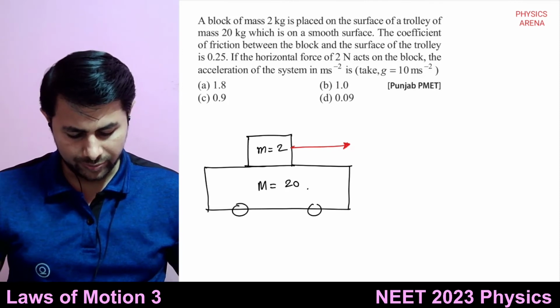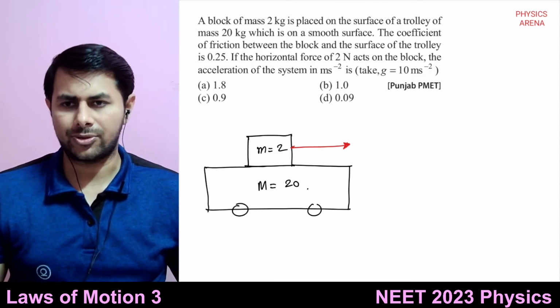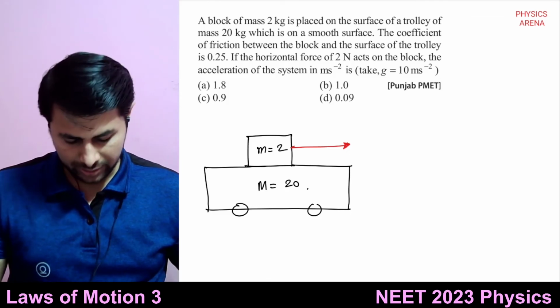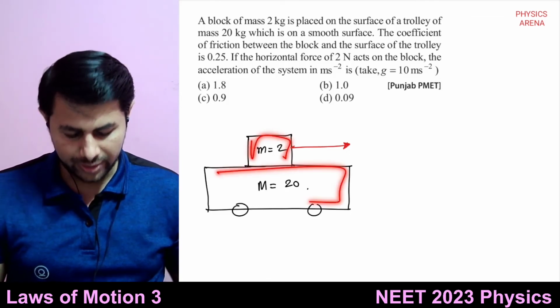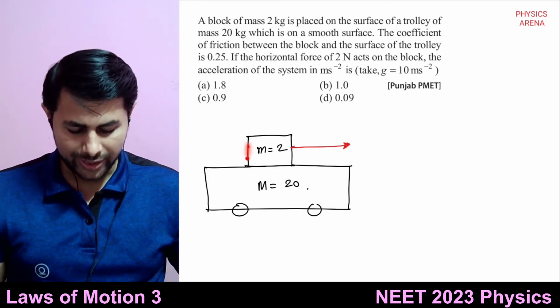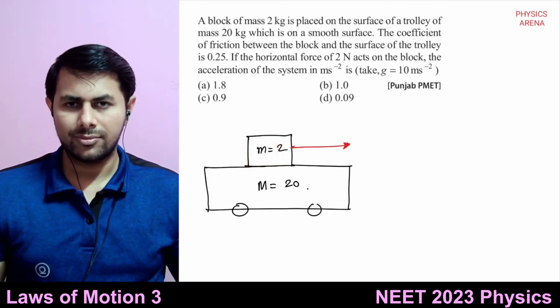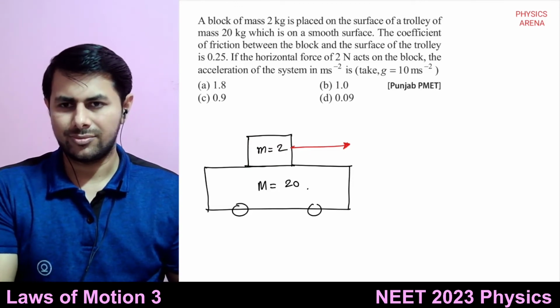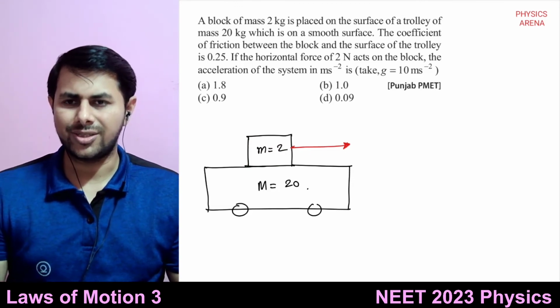But now if it is less than the frictional force, what will happen? Then the friction will hold this block on the trolley. So the block cannot move, that means the block as well as the trolley will move. You got this? Yes, no?